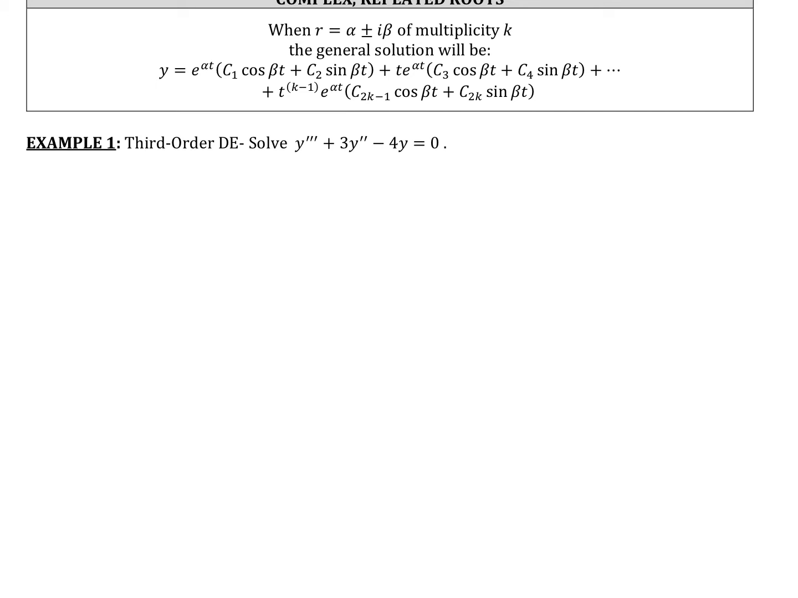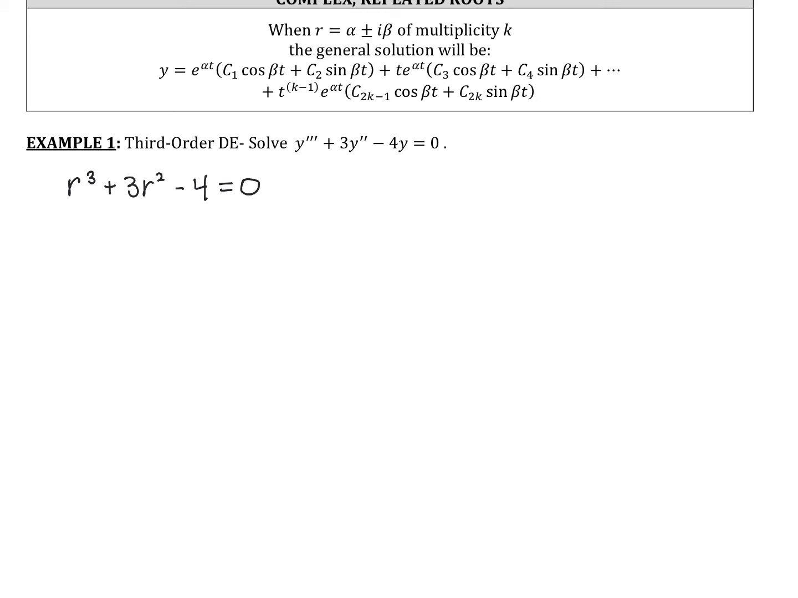So this is a third order differential equation, and what we're going to do is go through and write my characteristic or auxiliary equation. This is going to look a little bit different. My characteristic equation this time is going to be r to the third plus 3r squared minus 4 equals 0.